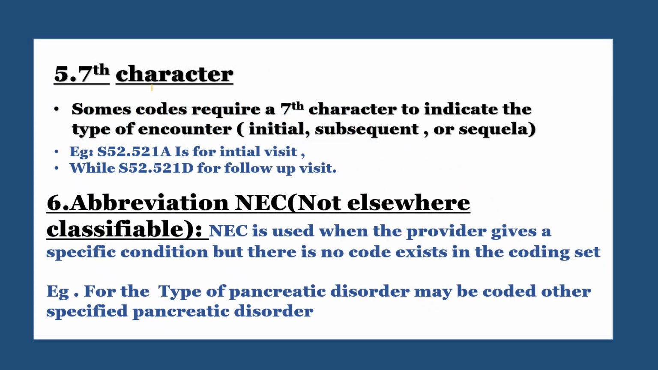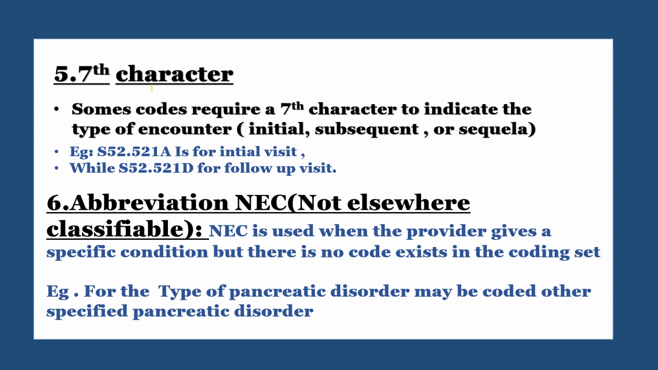Seventh character. You will see this in chapter 19, injury and poisoning, that is fracture codes, chapter 18, signs and symptoms, and in the musculoskeletal system, that is chapter 13. These chapter codes require the complete 7 characters. Some codes require a 7th character to indicate the type of encounter. Encounter means the reason for the admission. It will be initial, the first-time visit to the hospital; subsequent, that is a visit after the completion of treatment; and sequela, which means a late effect of the treatment.